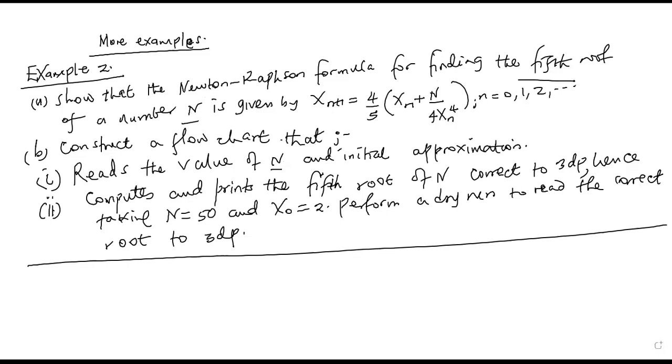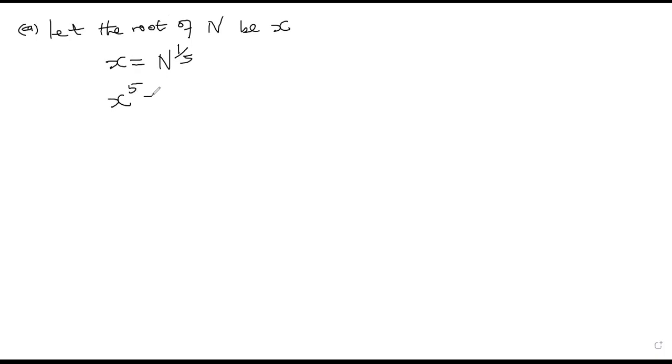Finding the fifth root of a number n. So I don't know the fifth root. So let me say, let the root of that number n be x, implying that x is equal to the fifth root of n, that is n power 1 over 5. When you power 5 either side, you're going to have x power 5 is equal to n. And when you form the equation, it is x power 5 minus n is equal to 0.